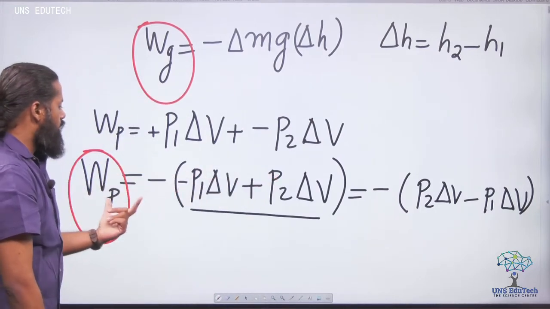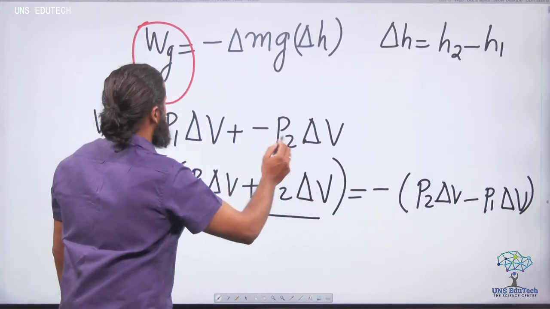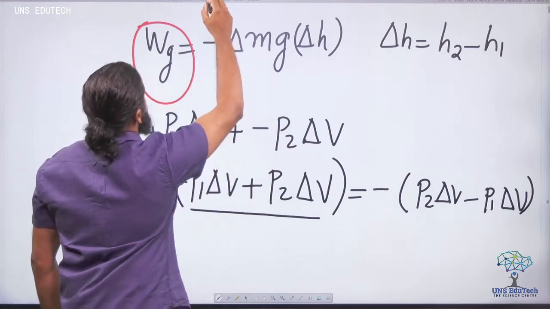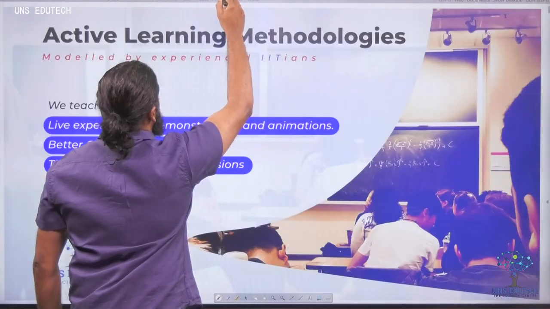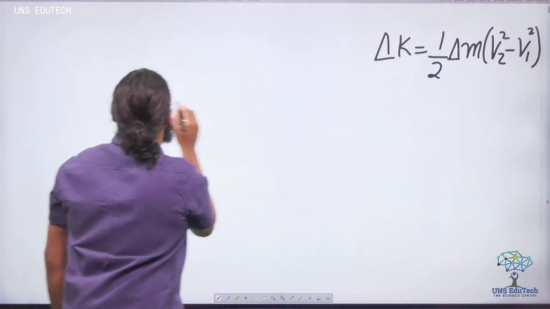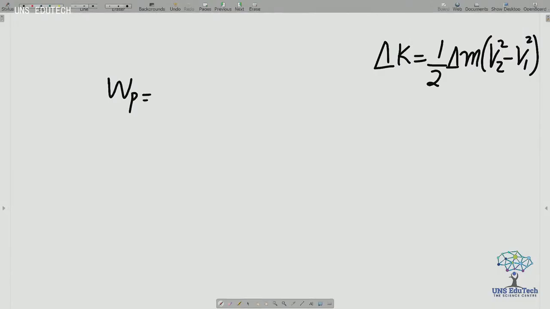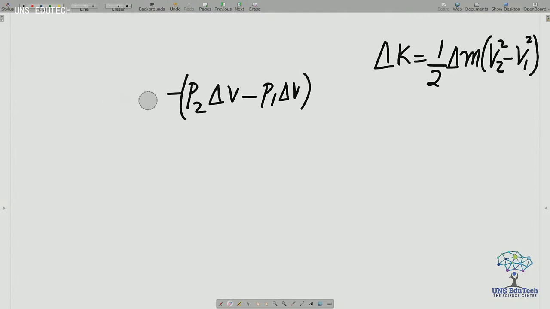Here, this is the work done by the pressure. So let us add these two quantities together. The work done by pressure is equal to minus of P2 into delta V minus of P1 into delta V. This is the work done by the pressure. We are adding this with the work done by gravity. What is that work done by gravity? That is nothing but minus of delta m into g into h.